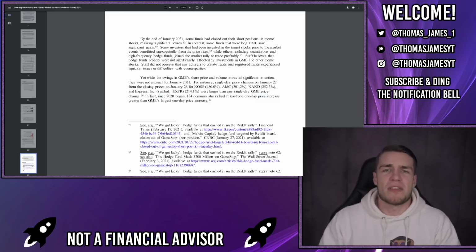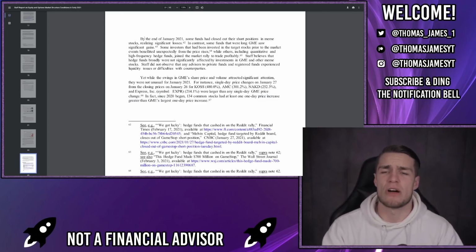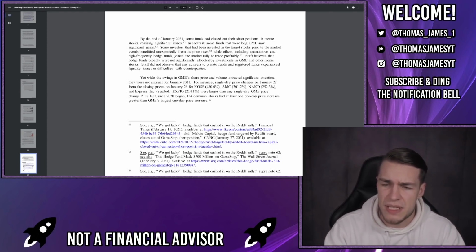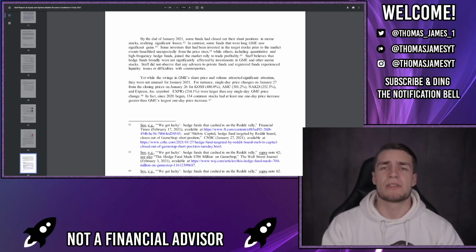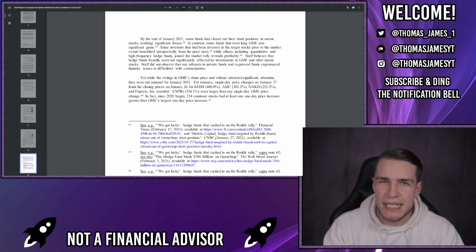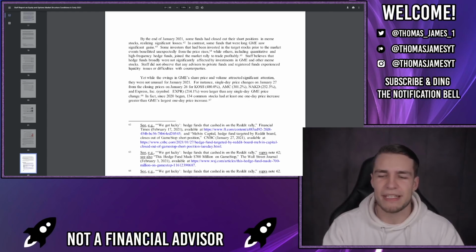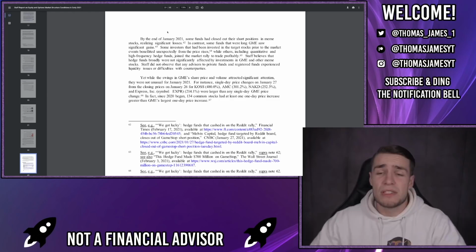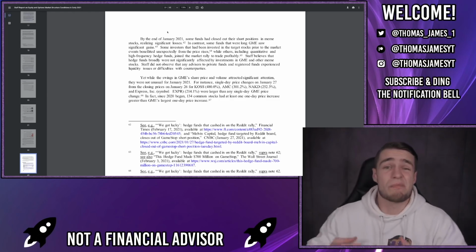Now, the first slightly embarrassing thing that I wanted to draw your attention to is this paragraph here. "By the end of January 2021, some funds had closed out their short positions in meme stocks, realising significant losses." Footnote 62 takes you to this part here, which says, "Melvin Capital, hedge fund targeted by Reddit board, closes out of GameStop short positions." So basically the SEC report is relying on a CNBC article that was basically debunked the day after this. We know that Melvin didn't actually close out of their short position, and that's why they had to borrow so much money from Citadel to stop themselves from going bankrupt and from going belly up, basically.